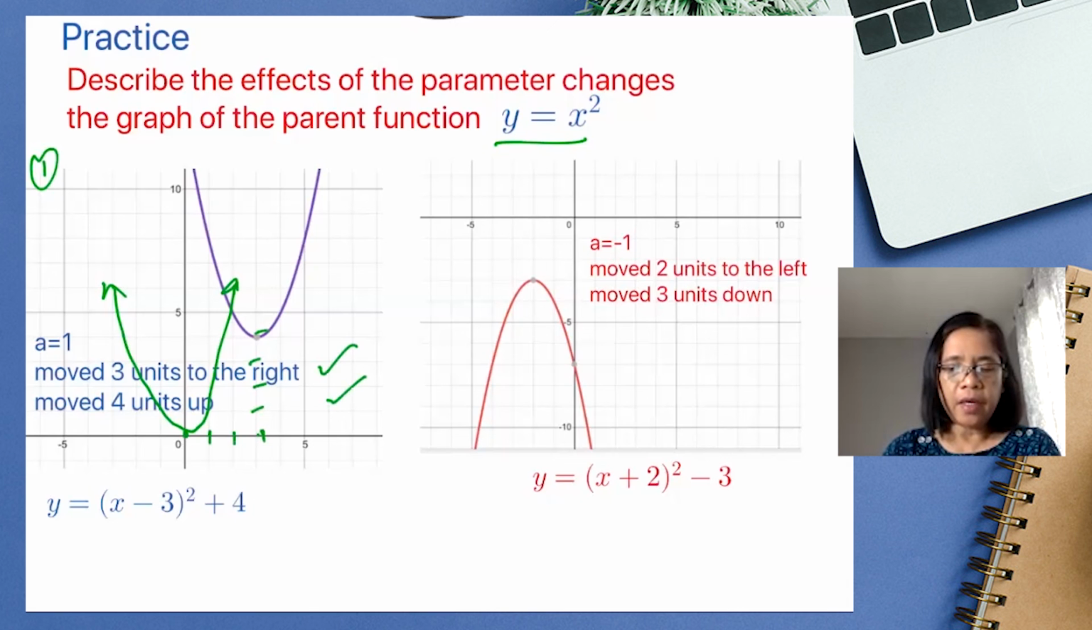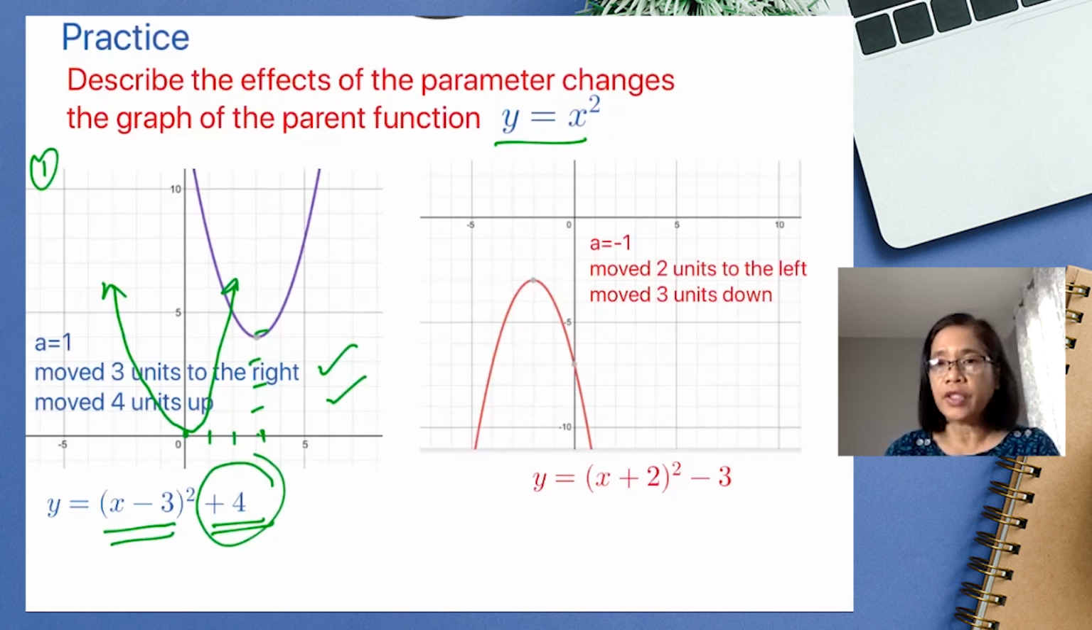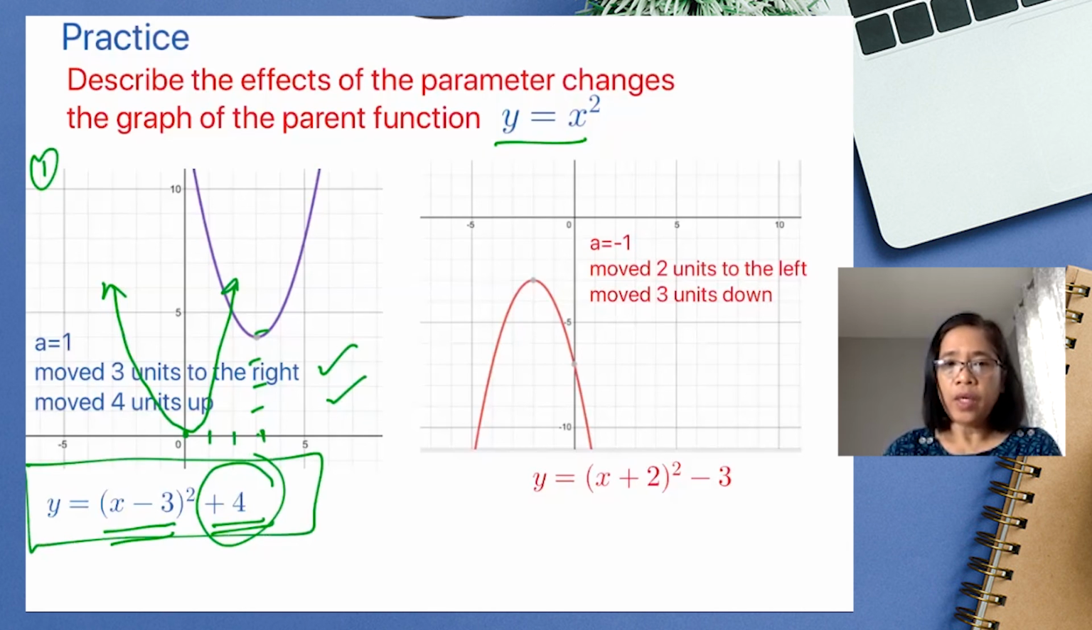Again, the up movement here or the vertical shift is denoted by plus 4. And the movement to the right is actually an x minus h, which is an x minus 3. So if we write the equation of the parabola, it's actually this: y equals the quantity x minus 3 squared plus 4.